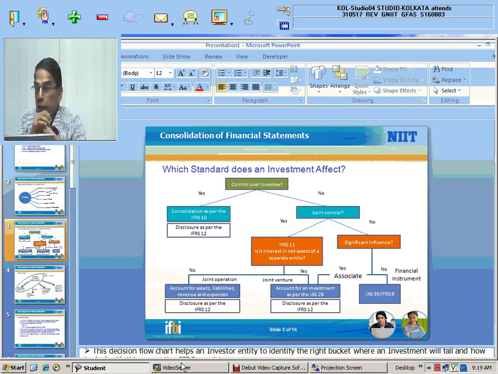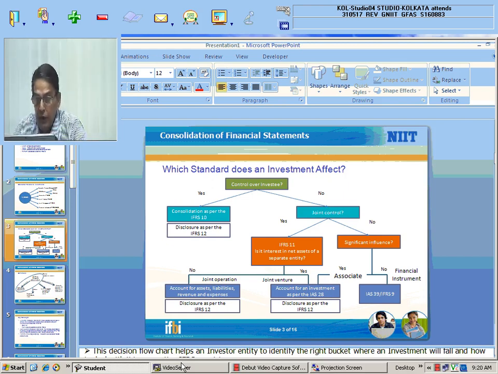So the consolidation of financial statements, for the purpose of presenting the financial statements of the group, will be done as per IFRS 10, with disclosure requirements as per IFRS 12. If the investing company doesn't have control over the investee, then we look at whether it has joint control with some other company over the investee company. If the answer is yes, then IFRS 11 will be the applicable standard. Again we have to look at two possibilities, whether it's a joint operation or a joint venture. Joint control can be in the form of a joint operation or a joint venture.